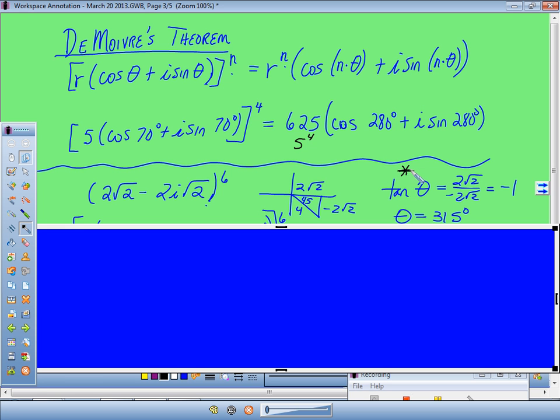And then I simply need to name that angle. It's in the 4th quadrant, so I would have to go around, and that would become 315 degrees then. So now I know what my angle is.